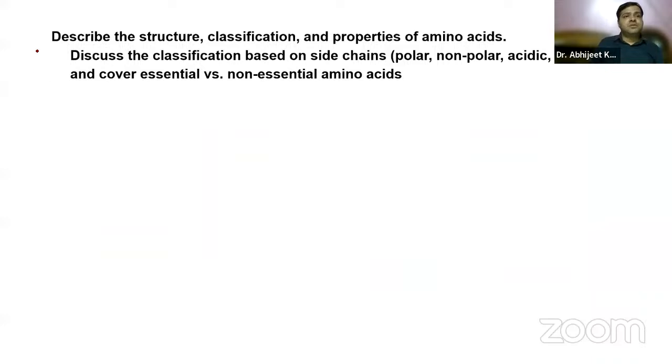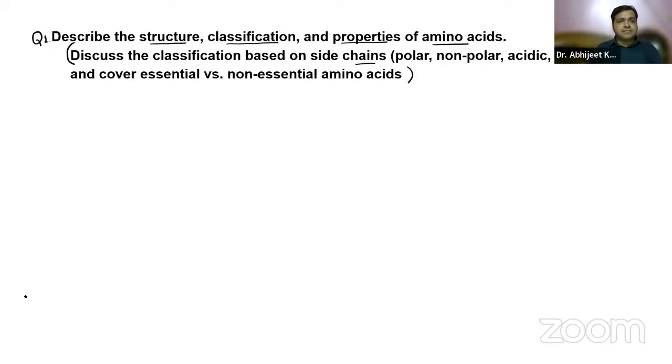Now, the very first question that I will be discussing today is: describe the structure, classification, and properties of amino acids. Discuss the classification based on the side chain, polar, non-polar, acidic, basic, and cover essential and non-essential. So they have just given a hint what all has to be included in the classification. So I will be dealing with the entire classification in detail.